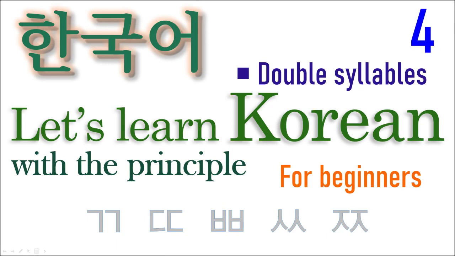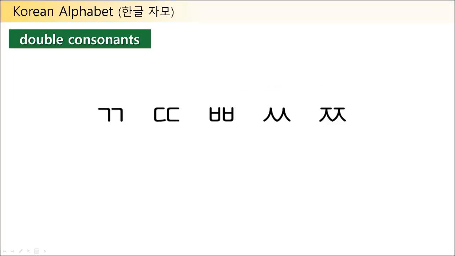Today, we are going to learn about double consonants. Shall we start? There are 5 double consonants in the Korean alphabet. They are consonants that you have to pronounce while applying strength to the part where the sound occurs, to strain the muscles. Let's find out one by one.